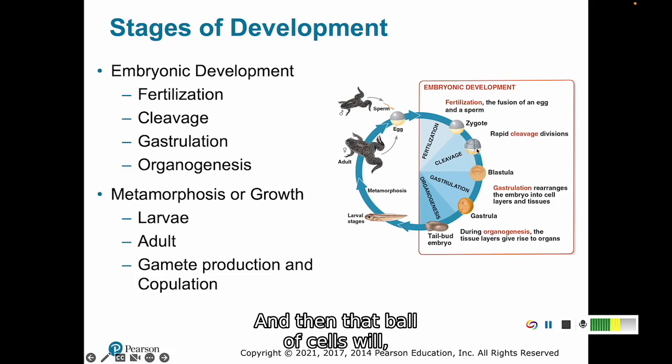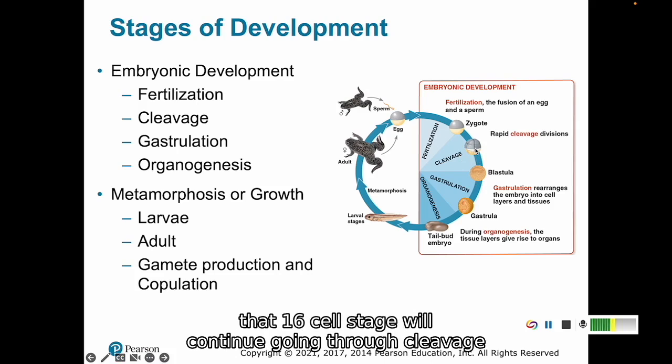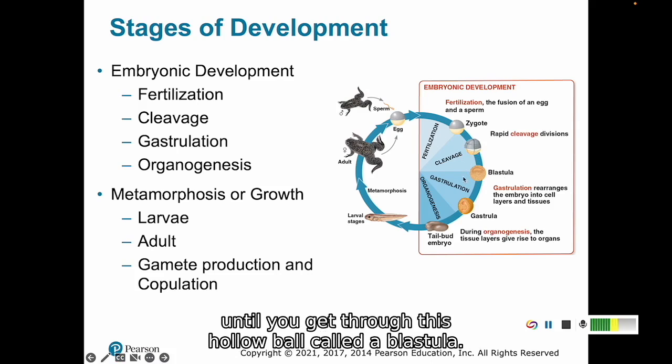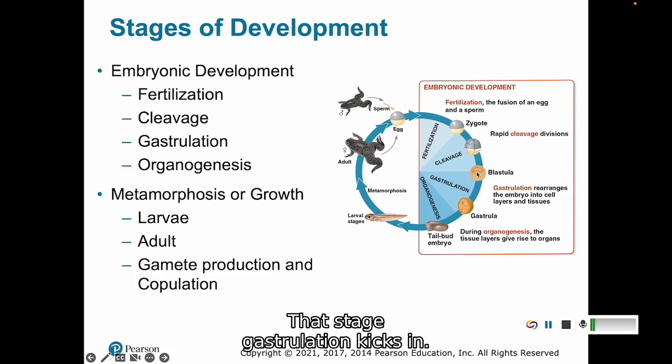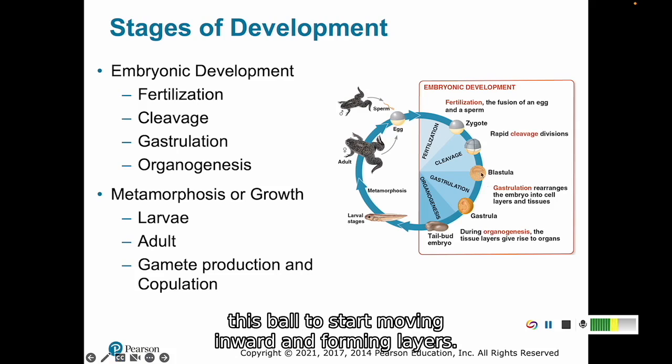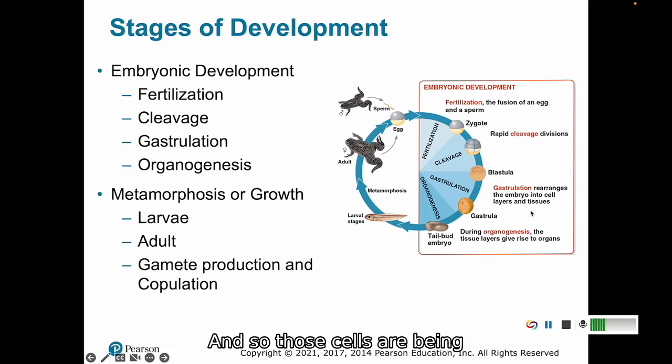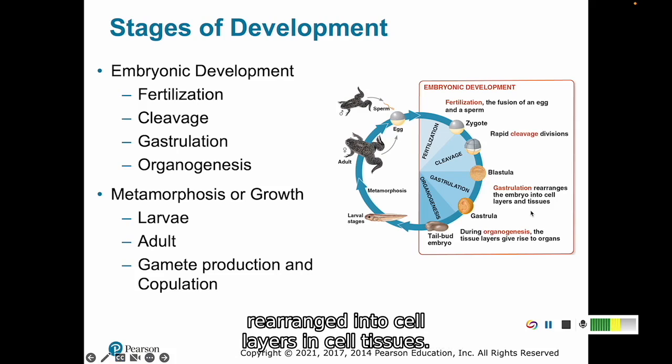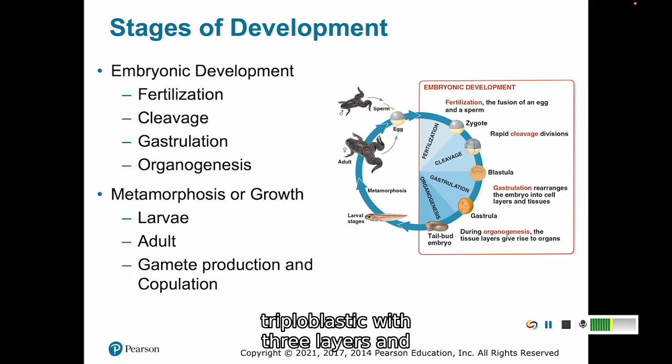And you do that until you get to a ball of cells. That ball of cells, the 16 cell stage, will continue going through cleavage until you get a hollow ball called the blastula. At that stage, gastrulation kicks in. Gastrulation allows some of these cells on this ball to start moving inward and forming layers. Those cells are being rearranged into cell layers and cell tissues. We talked about how some organisms are triploblastic with 3 layers and some are diploblastic with 2 layers. So at that point you have a gastrula.